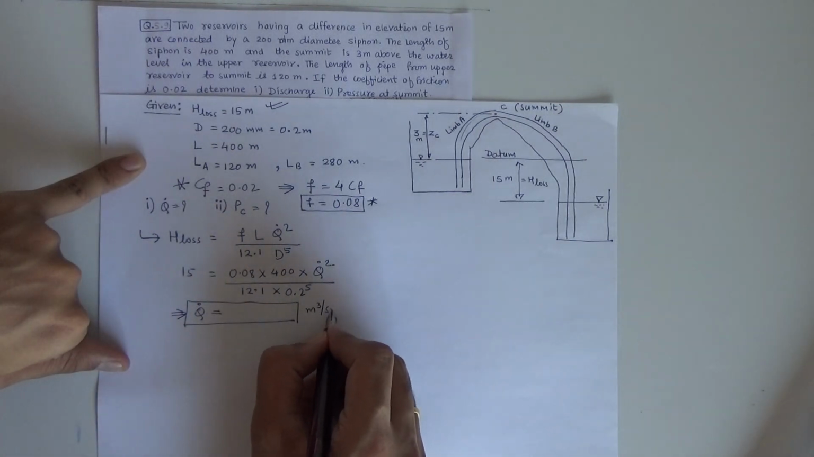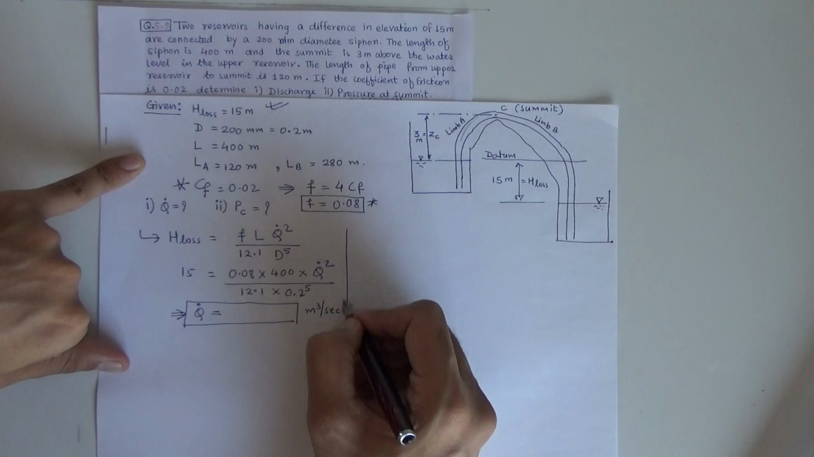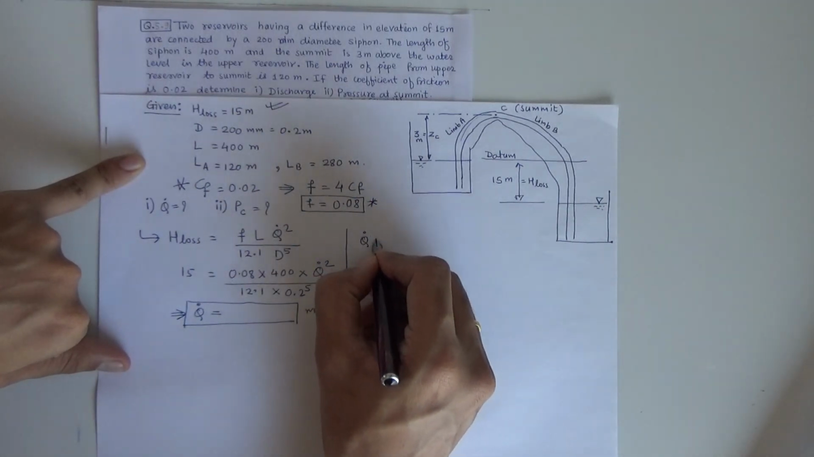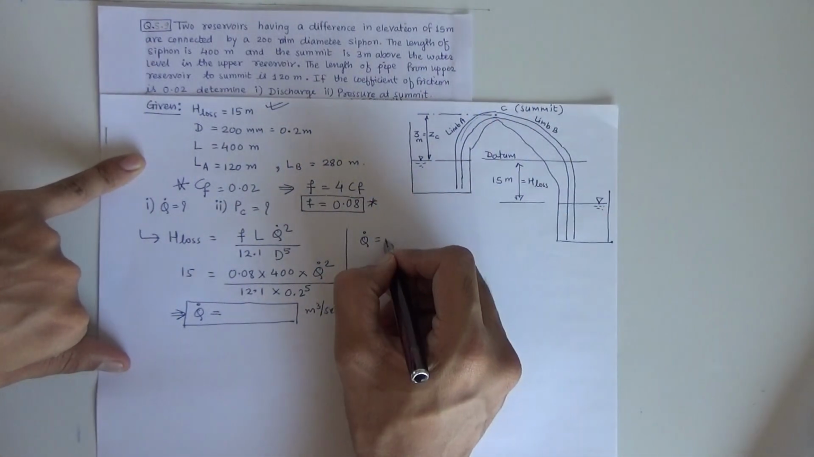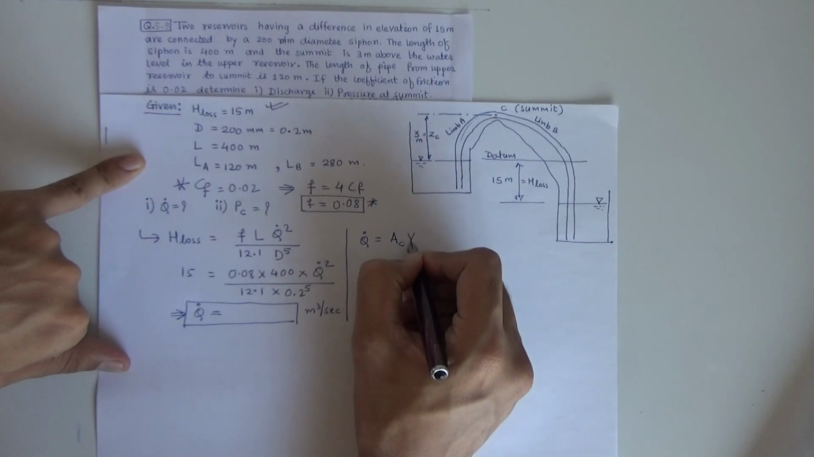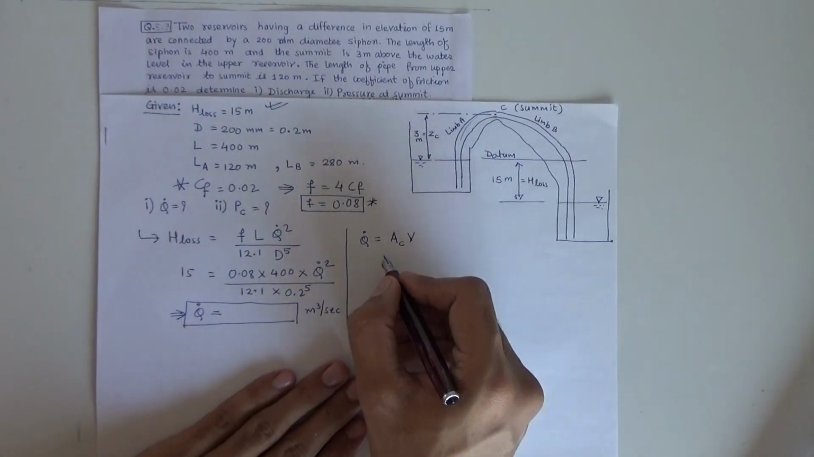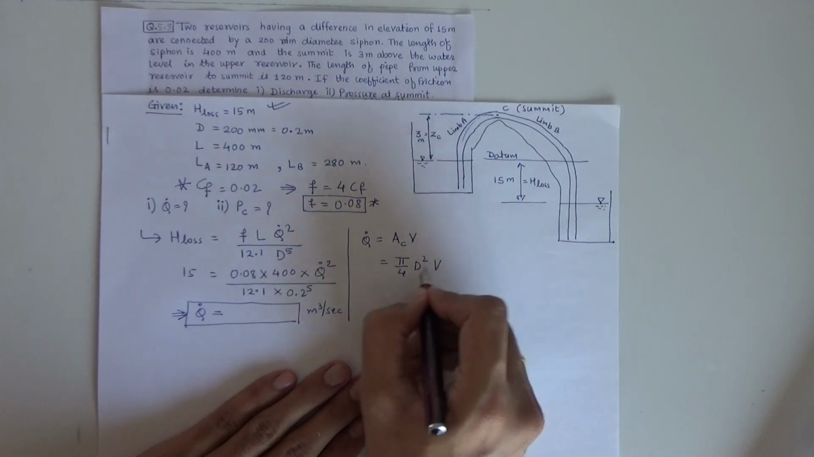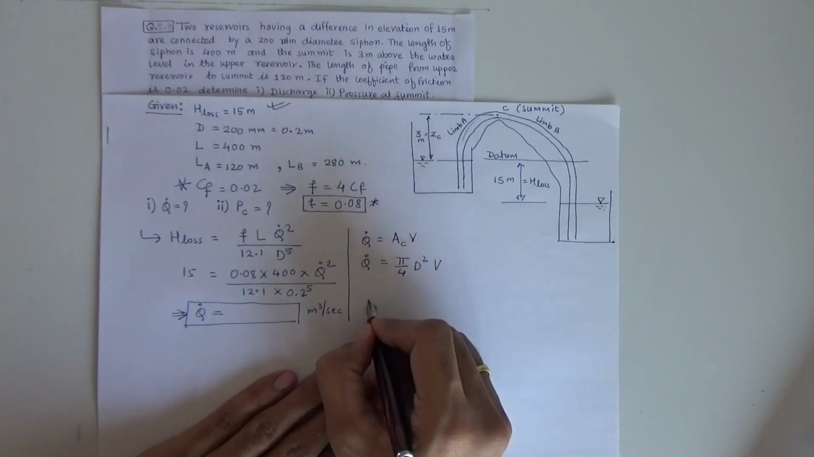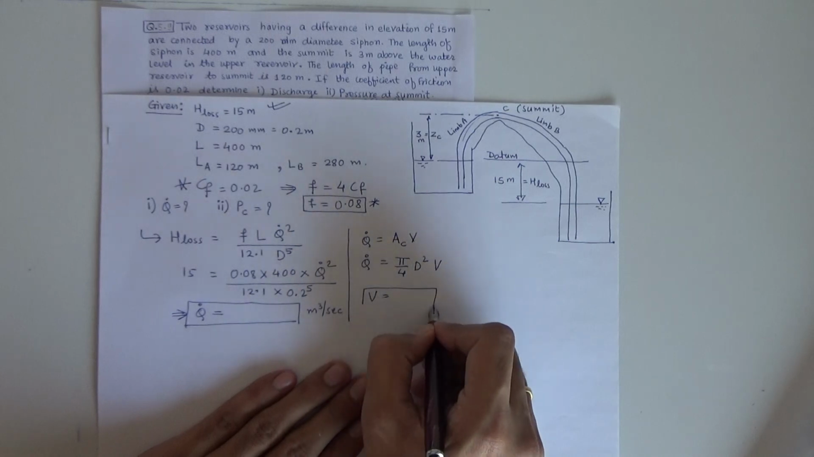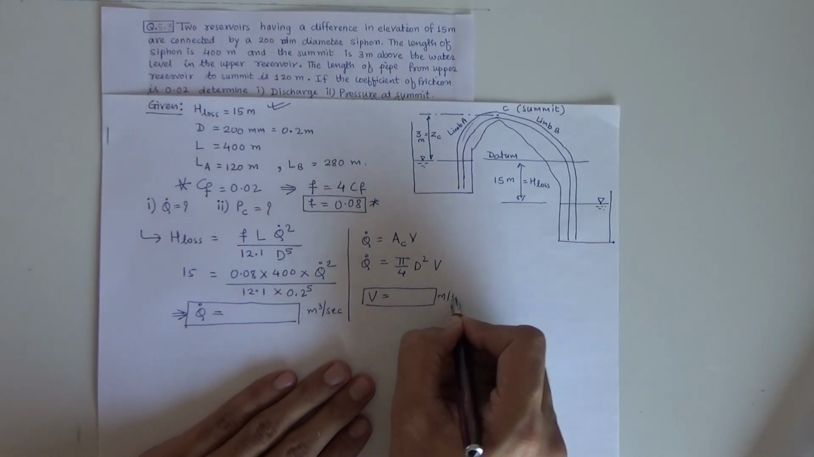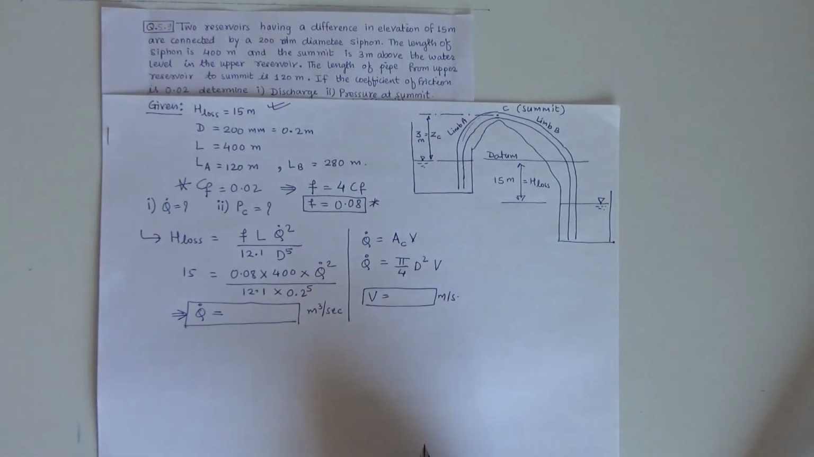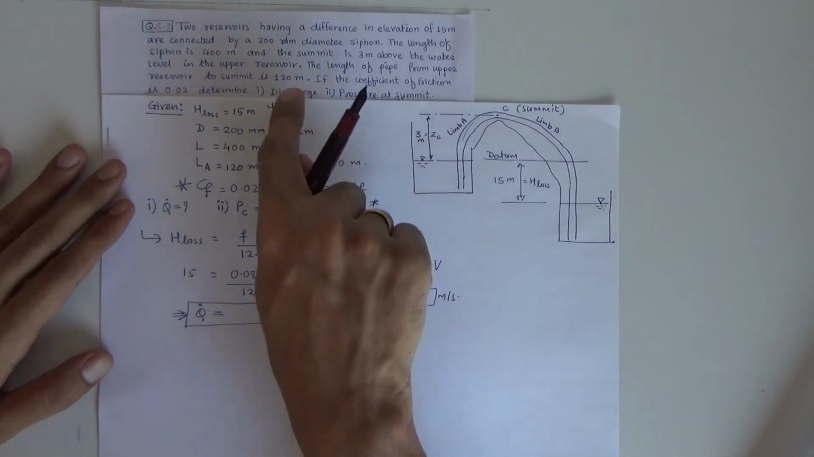in meter cube per second. Now using this discharge value, you can find out the velocity in the pipe. You know discharge is area of cross section into velocity. The area of cross section is pi by 4 into d square, and into velocity is equal to discharge. Everything is known, only velocity is unknown. So you can find velocity from here, in meter per second. This is the first part of the question where we have obtained the discharge and the velocity.